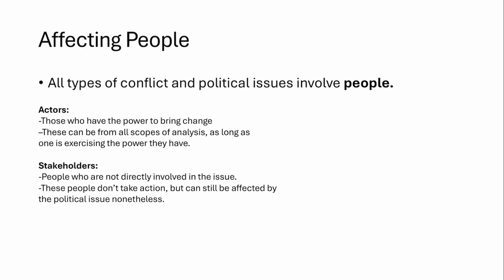Whereas a stakeholder are people who are not directly involved in the issue. They may not be aware of the issue, or they may just not have an interest in exercising their power or doing so. Or another factor is they may live in a society or situation where it's unsafe to openly seek change and advocate your political opinions. These are the people who don't take action, but they can actually still be affected by the political issue nonetheless.